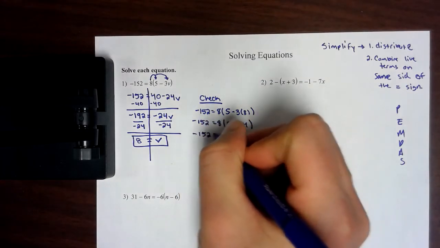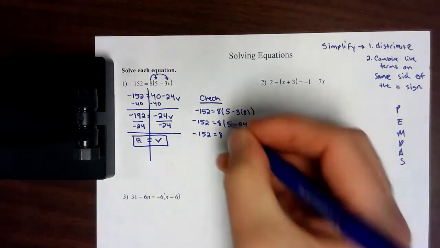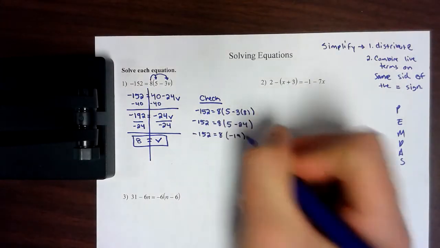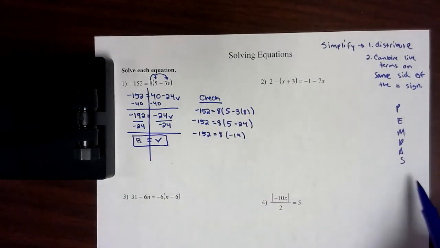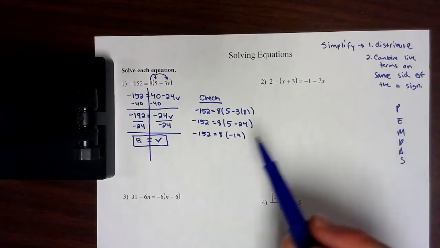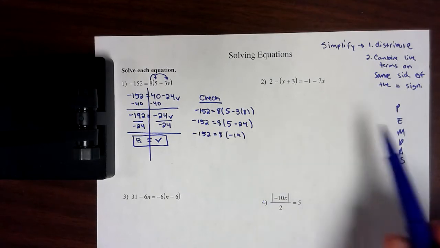So let's see what 5 minus 24 comes out to be. That is -19. Now that we're done there, we've dealt with our parentheses and we start this all over again. Parentheses, do we have them? Yes, but it's simplified. Exponents, no.